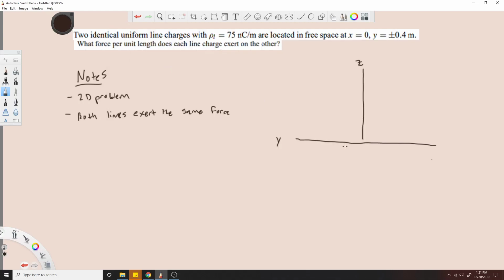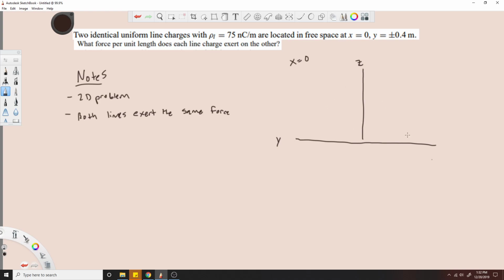Okay, two infinite line charges are located in free space at x equals 0, y equals plus or minus 0.4 meters. What force does each line exert on the other? So, first thing, I wrote some notes over here. This is essentially a 2D problem because it's for x equals 0, on the x equals 0 plane. So this is our y and z.